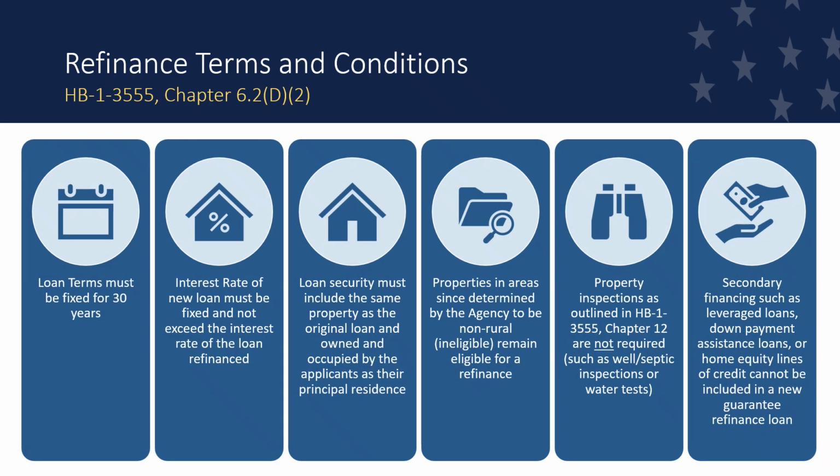All refinance loans require that loan terms be fixed for 30 years, and the new rate cannot exceed the current rate. Rural Development does not require property inspections. However, they may be required by the lender. Any costs associated with those inspections may not be included in the new loan amount. Any type of secondary financing cannot be included in the new loan amount and must be subordinated to the new guaranteed loan. Please note that the applicant still needs to meet the current annual household income requirements for the refinance options.